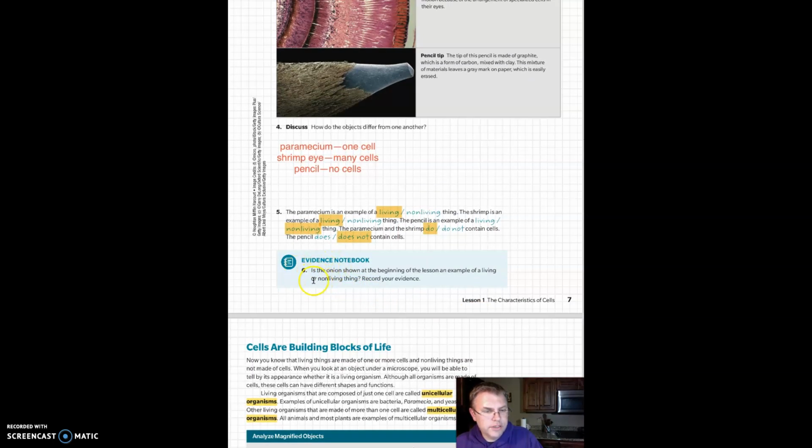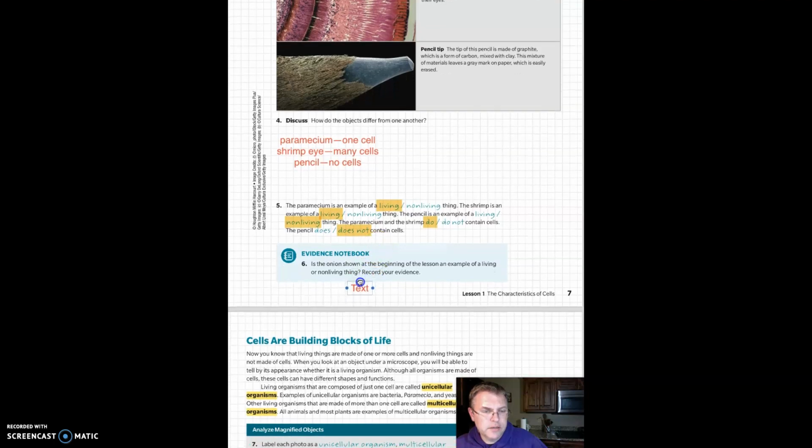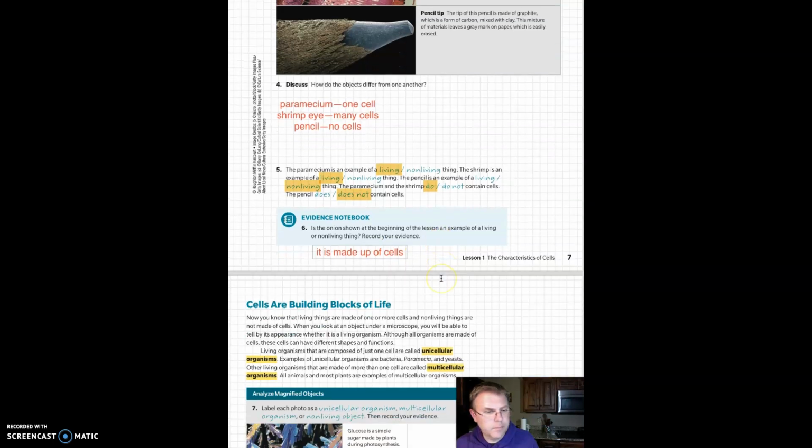Evidence notebook question that we have down here says, is the onion shown at the beginning of the lesson an example of a living or non-living thing? The main thing that we have been focusing on so far in this little lesson is that it is made up of cells. Okay, so our little onion is definitely a living thing. It is made up of cells, and living things are made up of cells as well.